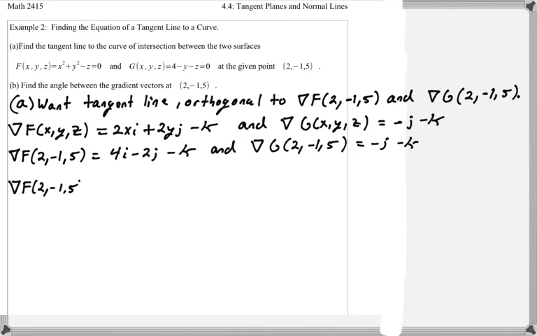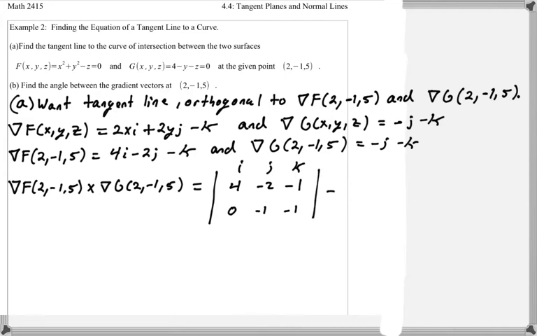So what we're going to do is take the cross product of these two vectors, and that's going to produce a vector that's orthogonal to both of them, and that'll give us our direction vector for our tangent line. So we're going to go ahead and do our cross product, set up our little matrix to just kind of help ourselves out.